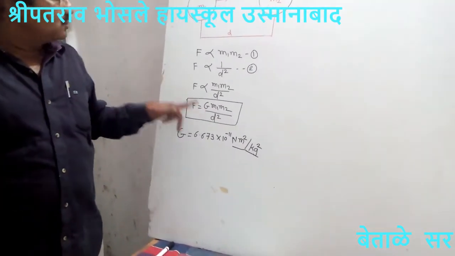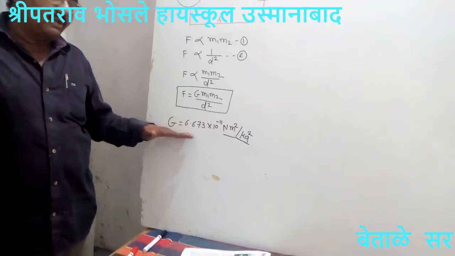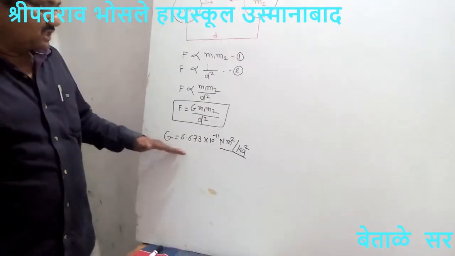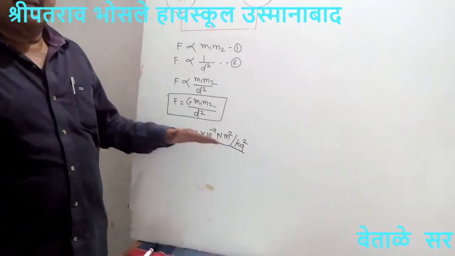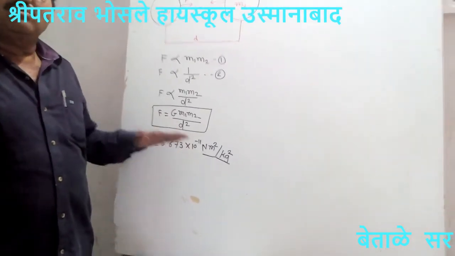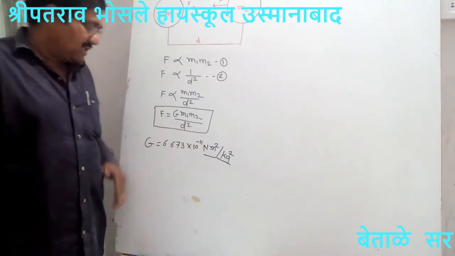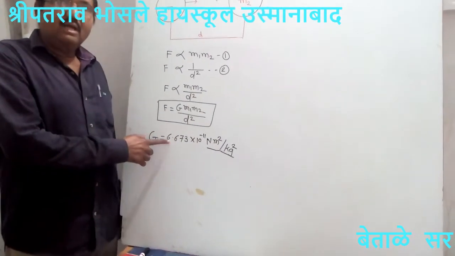F is equal to G m1 m2 upon d square, and this value of G, पुढे गणिताचे पॉइंट पाहत असताना गणित सॉल्व्ह करत असताना आपल्याला G ची व्हॅल्यू माहित असणं आवश्यक आहे, किंवा ती व्हॅल्यू आपल्याला दिली जाते, त्यामुळे ही व्हॅल्यू माहित असणं आवश्यक आहे.